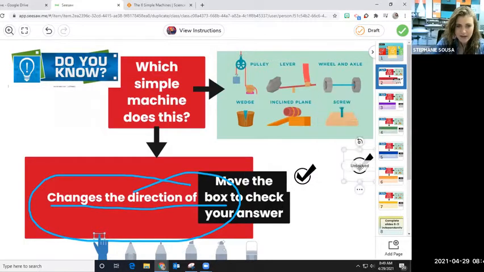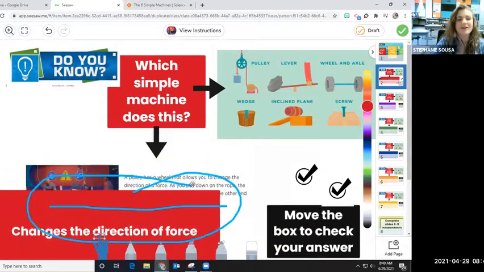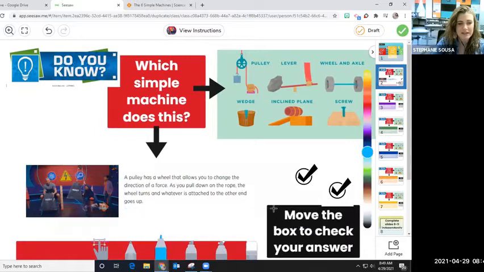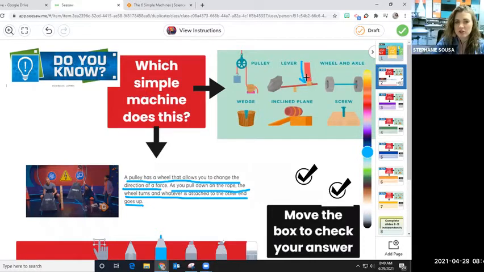Oh, there, it's under that box. Here we go. The correct answer is, a pulley has a wheel that allows you to change the direction of a force. As you pull down on the rope, the wheel turns and whatever is attached to the other end goes up. We also know that levers do this. You push the arm down, the object goes up. So pulleys and levers are going to do that. So William got that one correct.